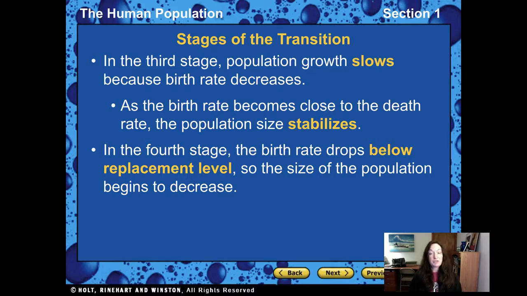In the fourth stage, which is what we are currently in the United States, the birth rate can drop below replacement level, so the size of the population begins to decrease. And I would say we've brought it back up closer to replacement level now, but this is ultimately the post-industrial stage. So after the industrial revolution has taken place, you have to count on some immigration as well to help stabilize your population and make sure that you have enough individuals in the working part of society in order to support the older individuals.